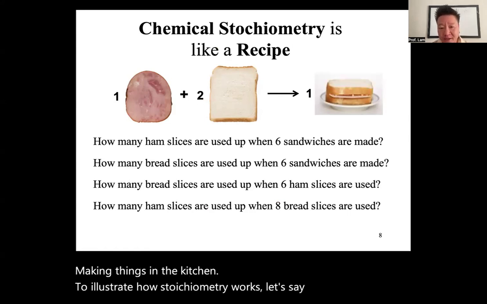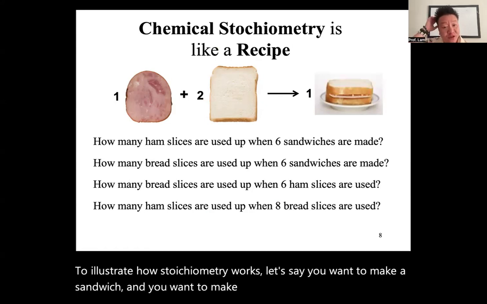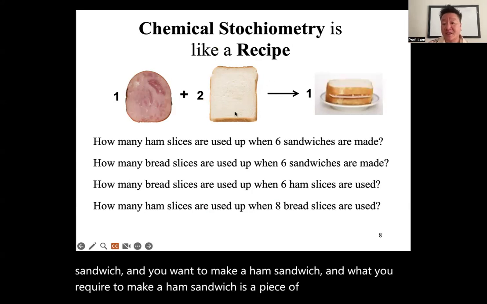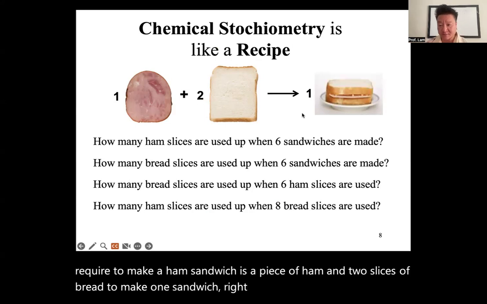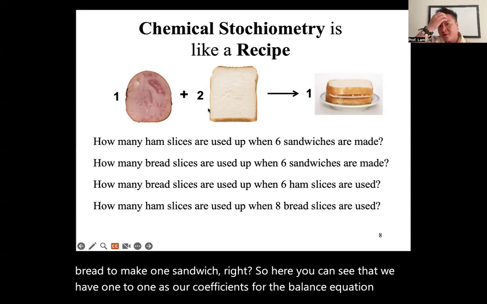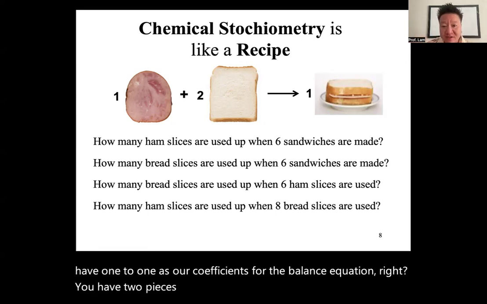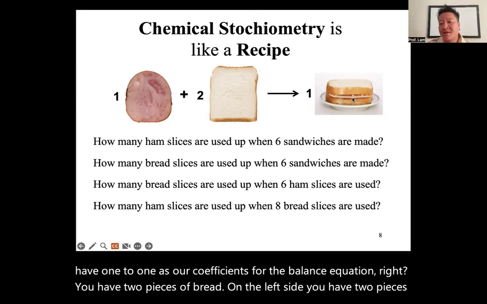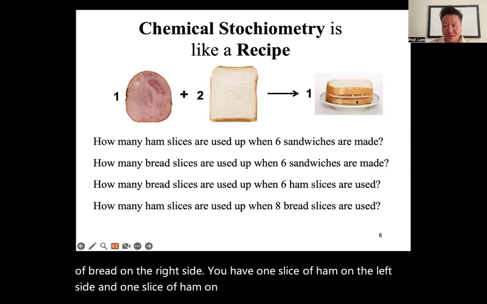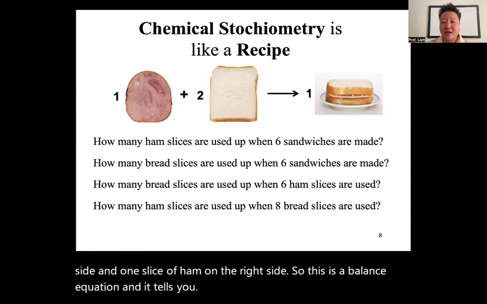Let's say you want to make a ham sandwich. What you require to make a ham sandwich is a piece of ham and 2 slices of bread to make 1 sandwich, right? So here you can see that we have 1, 2, 1 as our coefficients for the balanced equation. You have 2 pieces of bread on the left side and 2 pieces of bread on the right side. You have 1 slice of ham on the left side and 1 slice of ham on the right side. So this is a balanced equation, and it tells you what needs to go together with what to form that product.